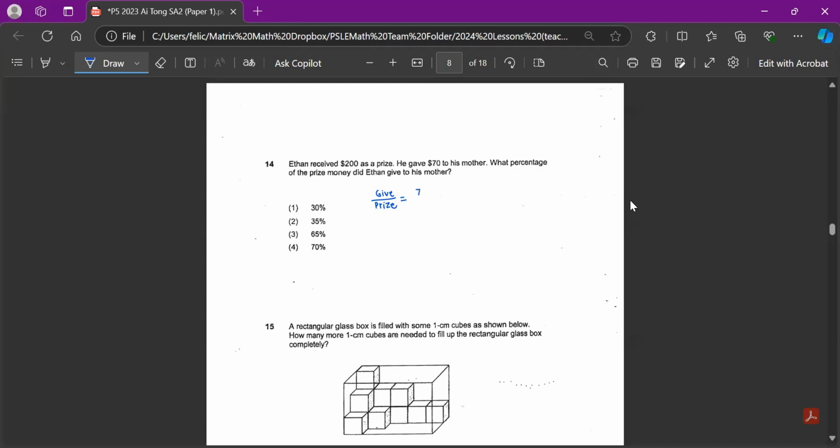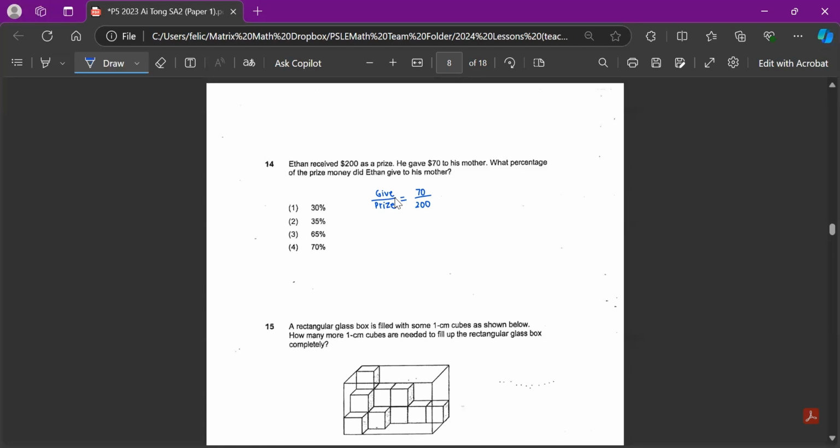So what he gave to his mom was 70. So you don't have to go and take 200 minus 70 to find his leftover. Don't have to. Because I'm only interested in the percentage that he has given to his mom. So what he gave to his mom is the numerator of the fraction. Prize money is 200. Now, since you don't get to use a calculator, you should go on to try to simplify this first.